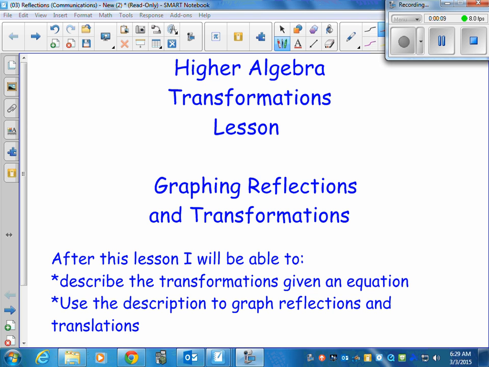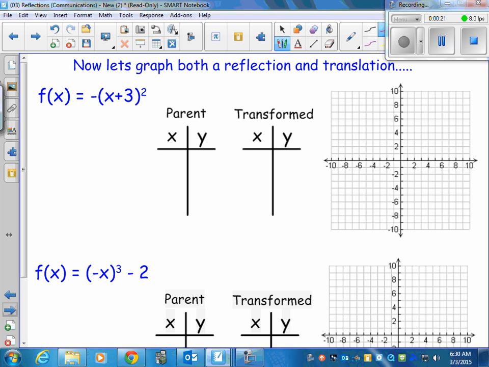Goals for today. After this lesson, I will be able to describe the transformations given an equation, and use the description to graph reflections and translations.